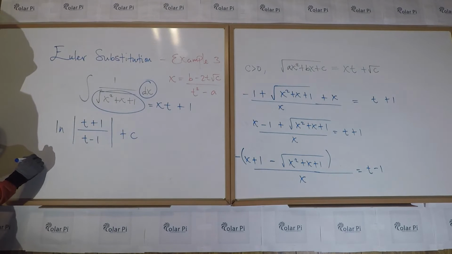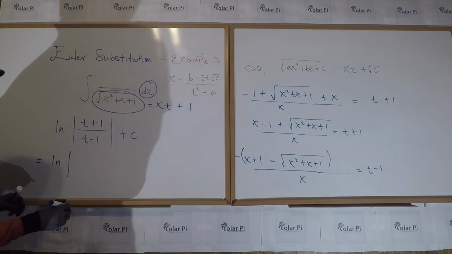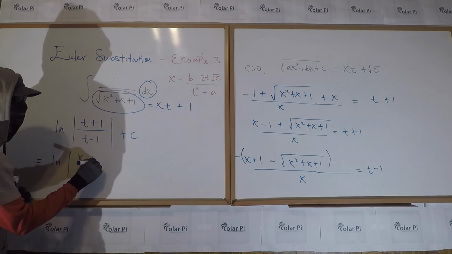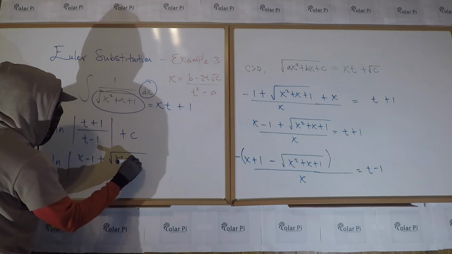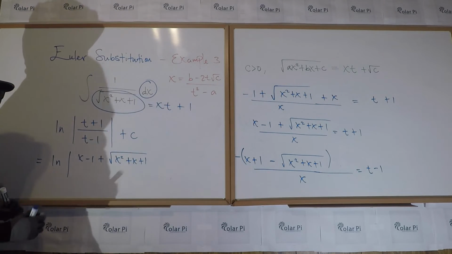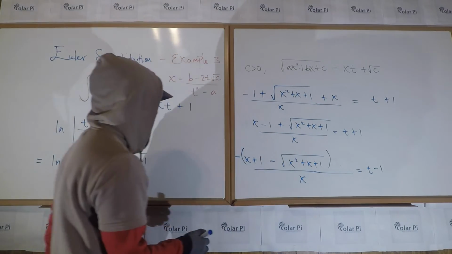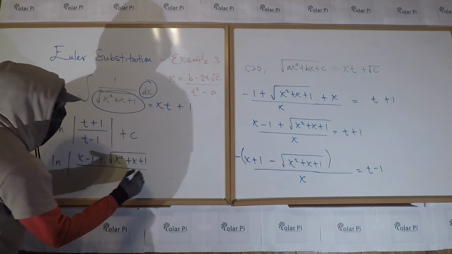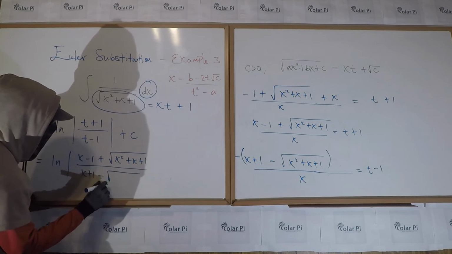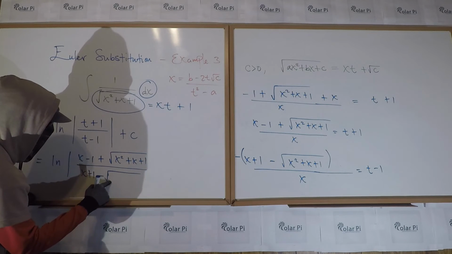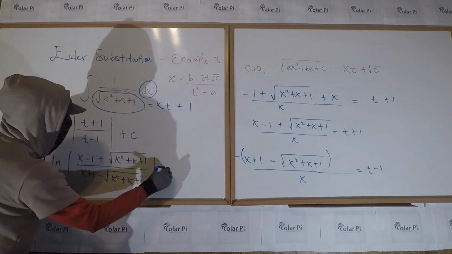So what I'm saying is our final answer is the natural log of t plus 1, which is x minus 1 plus root x squared plus x plus 1 divided by x, but again, I will not divide by x because when we divide by t minus 1, the x's will cancel. So I'll divide instead by x plus 1 minus root x squared plus x plus 1, and then plus c.